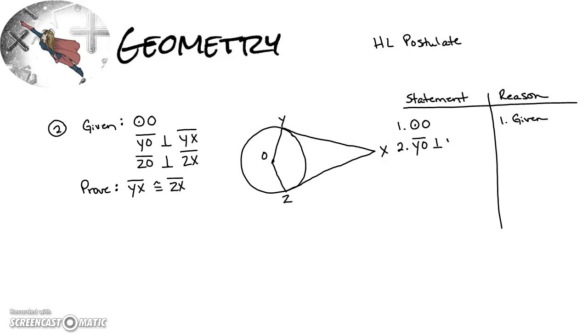YO is perpendicular to YX, given. And ZO is perpendicular to ZX, is also given to us. All right. And we're trying to prove that YX is congruent to ZX. So let's just keep our mind focused on that, YX and ZX, those two sides.